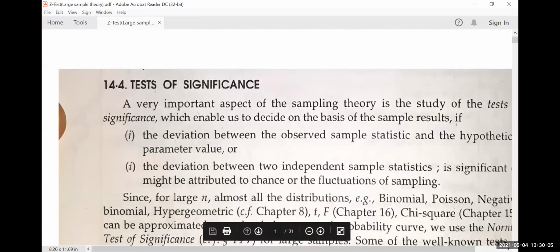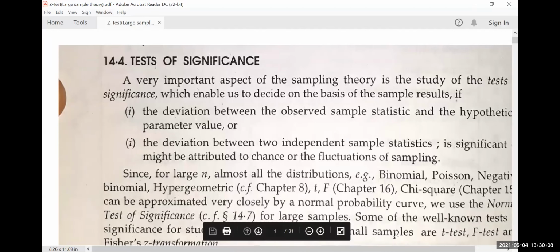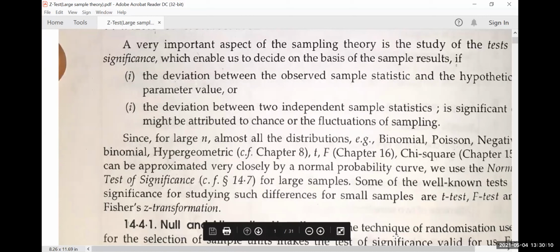So after that, for large and almost all distributions, binomial, Poisson, negative binomial, hypergeometric, chi-square can be approximated very closely by a normal probability curve. We use the normal test of significance for large samples. आप underline करेंगे. We use the normal test of significance for large samples. Large samples basically we take when the value of n is greater than or equal to 30.